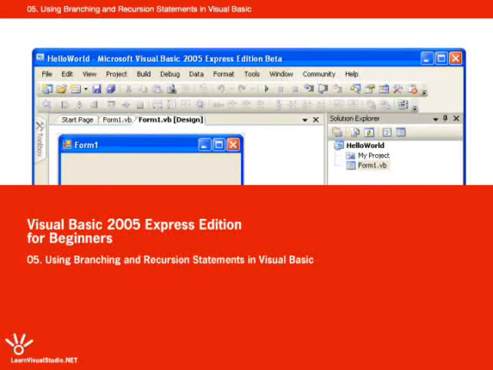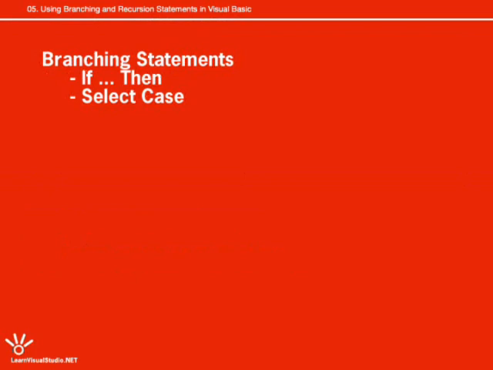Hello again. In this video we'll add some more programming constructs that will make our code much more interesting. We're going to talk about branching statements that allow us to change, or rather branch, the code's execution based on the evaluation of an expression. And we learned about expressions in the previous lesson. There are two Visual Basic branching statements, the if-then statement and the select case statement.